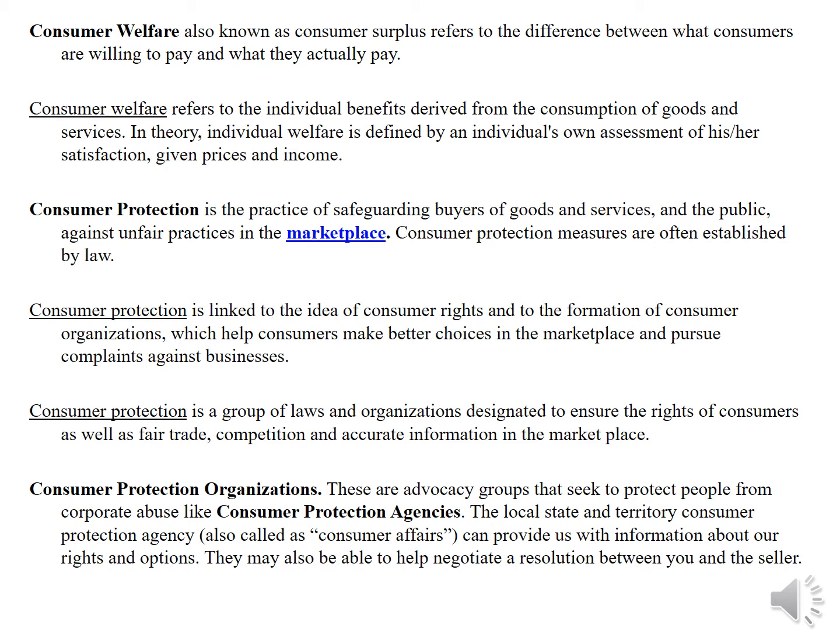Consumer protection organizations. These are the advocacy groups that seek to protect people from corporate abuse, like consumer protection agencies. The local, state, and territory consumer protection agencies, also called consumer affairs, can provide us with information about our rights and options. They may also be able to help negotiate a resolution between you and the seller.